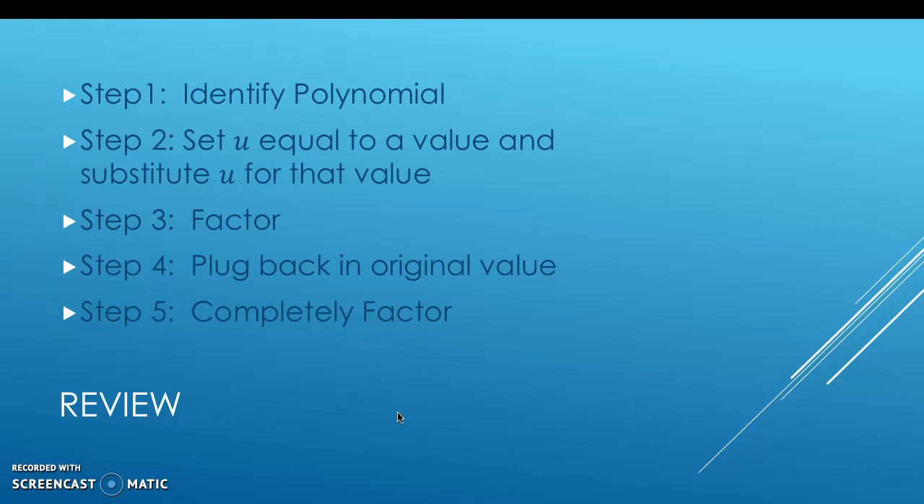So make sure that you have the steps down in your notes. You need to identify the polynomial, make sure there's not a greatest common factor, set u equal to a value and substitute u for that value. Factor what you can, plug back in the original value of u, and then completely factor from there. You'll usually get a difference of squares.